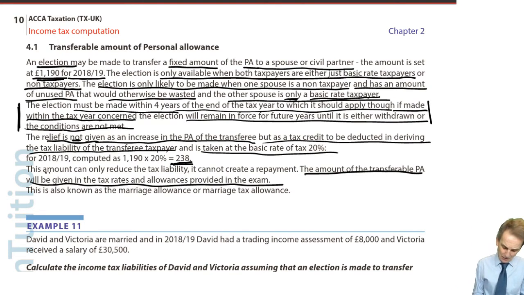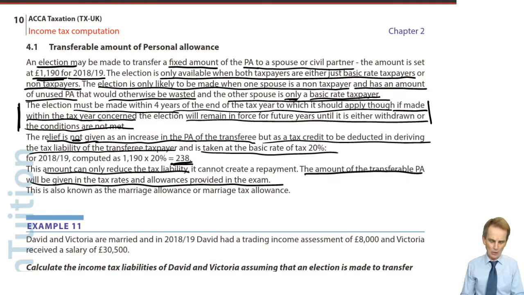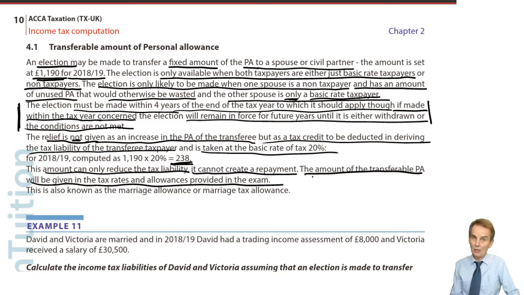As we said, this amount can only reduce the tax liability, a £238 reduction in that tax liability, but it can only reduce it, it can't create a repayment. So if the transferee spouse is not much of a taxpayer themselves, and they only have what would otherwise be a tax liability of £200, then we can't deduct £238 and get a £38 repayment. It will just reduce the 200 to zero.